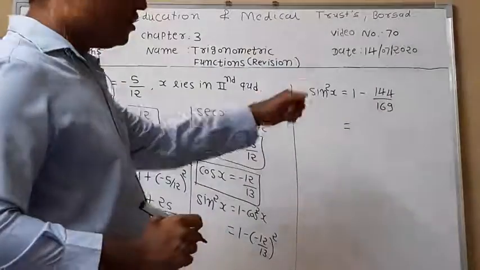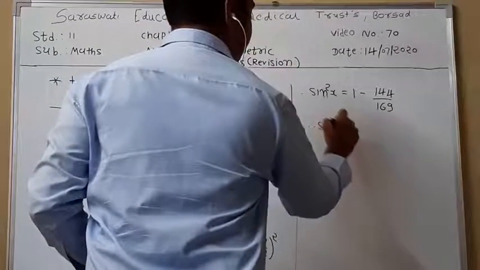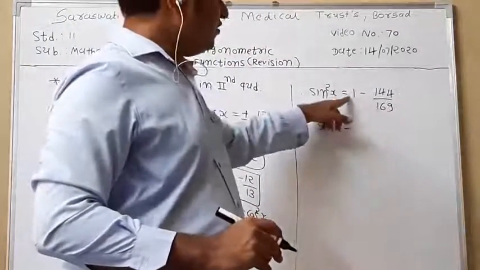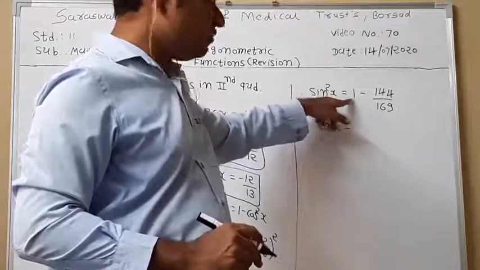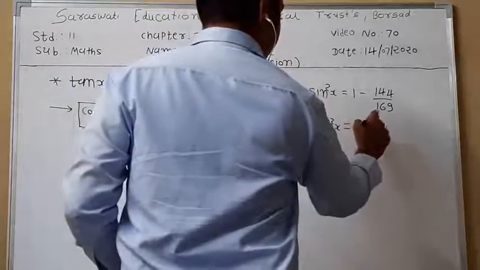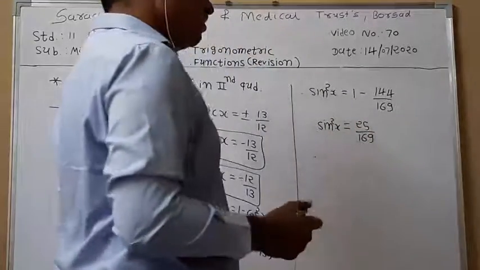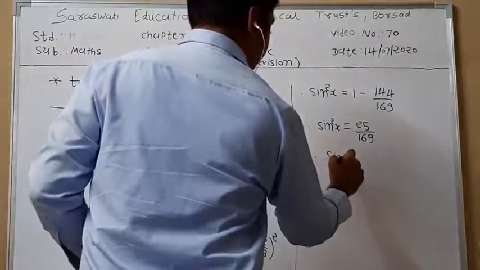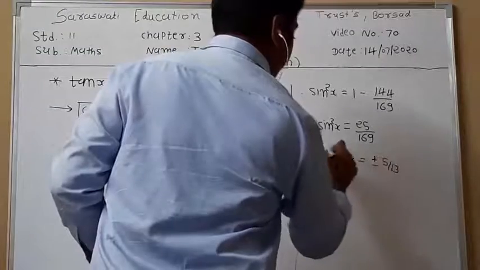Now again here we can take the LCM. So sin square x is equal to, our LCM is 169. In the denominator 169 is not present, so we multiply: 169 minus 144, that means 25 upon 169. Now again remove the square root. So sin x is equal to plus minus 5 upon 13.